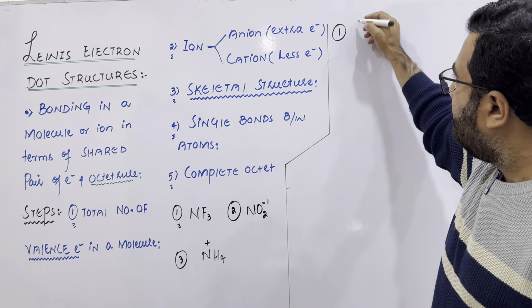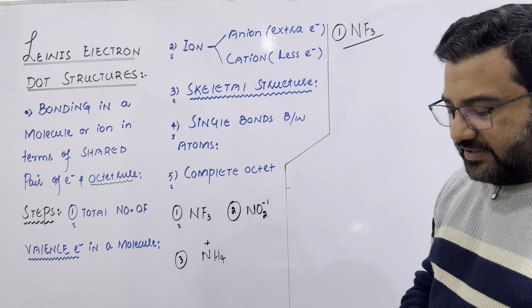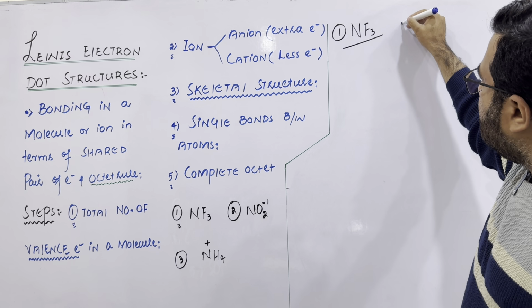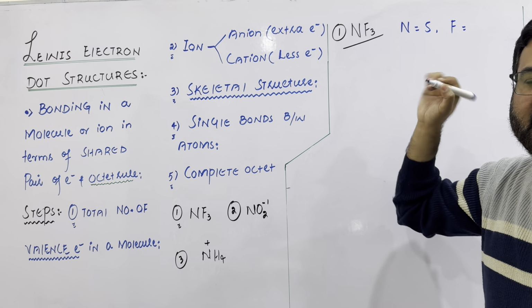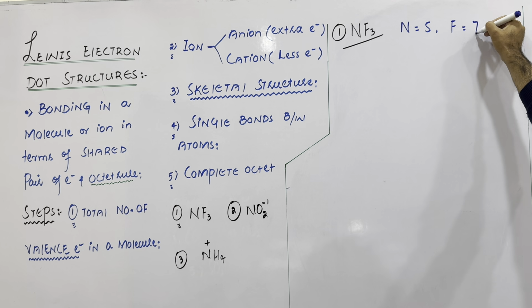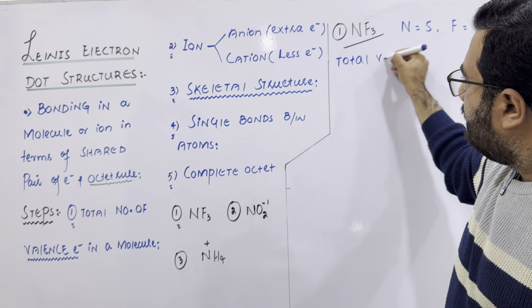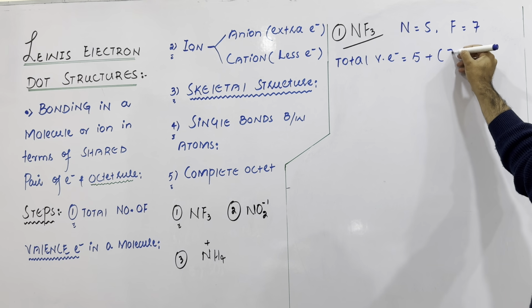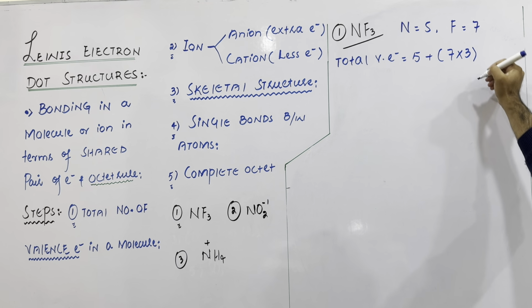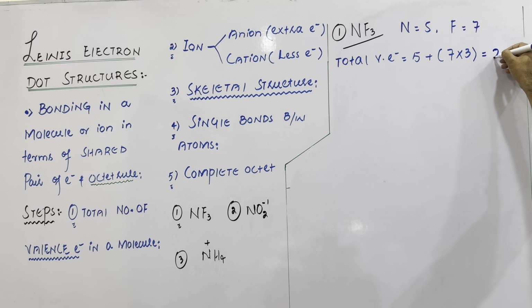The first example is nitrogen trifluoride, NF3. Step 1 is to calculate the total number of valence electrons. Nitrogen is a member of group 5A, so it has 5 valence electrons. Fluorine is a member of the halogens, 7A, so it must have 7 valence electrons. Total valence electrons should be equal to 5 for nitrogen, 7 for 1 fluorine, and for 3 fluorines you will multiply it by 3. That will be 5 plus 7 times 3, which is 21. 26 valence electrons are there.